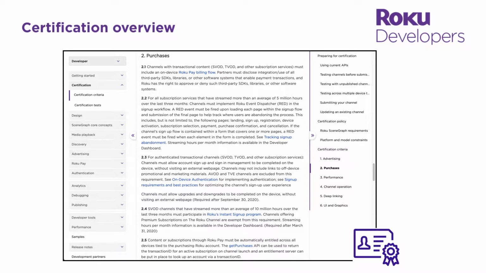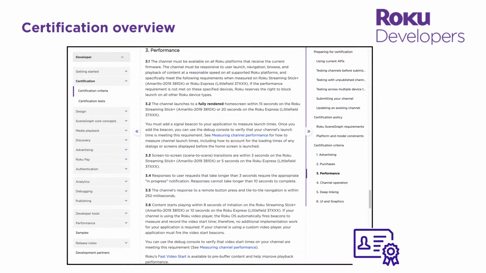Purchases, which we discussed when we integrated Roku Pay in our channel, includes rules for on-device authentication, purchases, subscription upgrades and downgrades, and entitlements. Performance, which we discussed when we did debugging and added the signal beacon to our channel. This provides the performance benchmarks that channels must meet for channel launch, screen transition, user request, navigation, and video playback times.